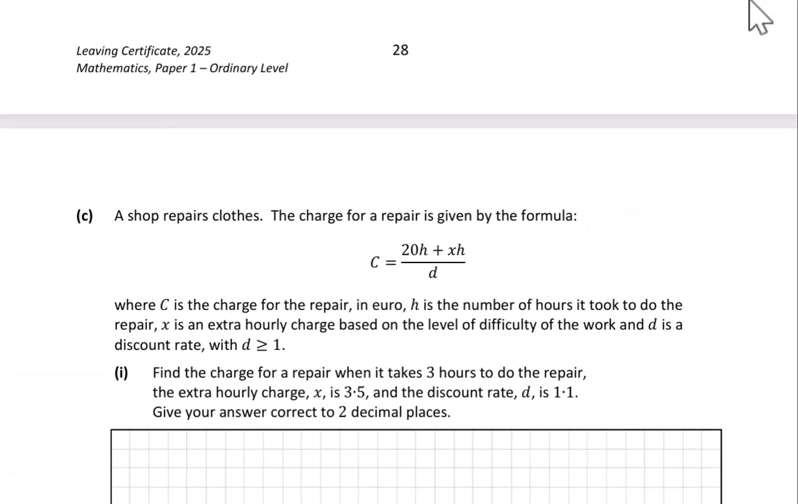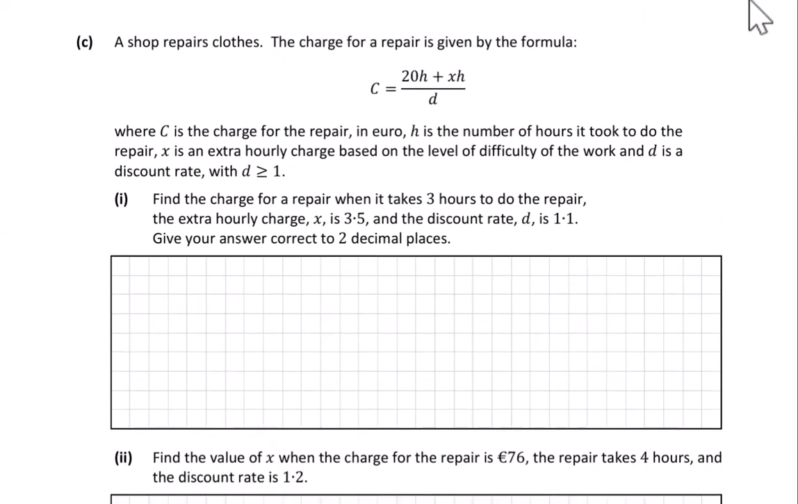Okay, next question. A shop repairs clothes. A charge for a repair is given by the formula C is equal to 20H plus XH over D. C is the charge for the repair in euros. H is the number of hours it took to do the repair. X is an extra hourly charge based on the level of difficulty of the work, and D is a discount rate, and D is greater than 1. Find the charge for repair when it takes 3 hours to do the repair. An extra hourly charge, X, is 3.5 and discount rate D is 1.1.